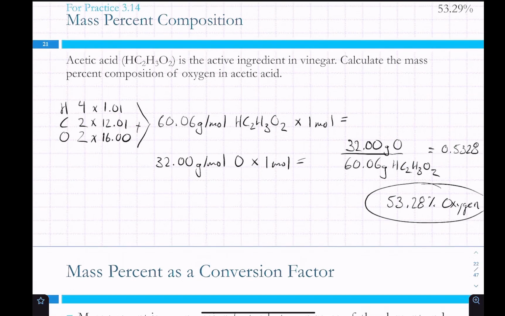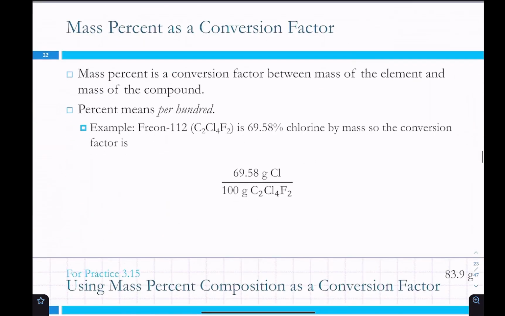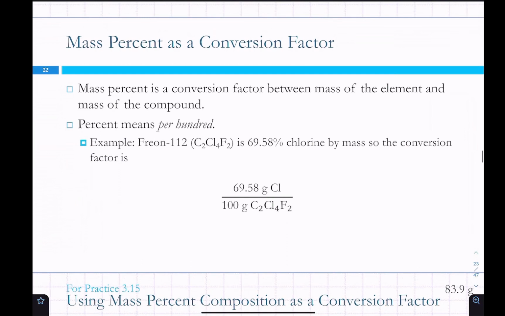So, right, a lot of these numbers, well, I should say all of these numbers, aside from the number of atoms in acetic acid, were pulled off of the periodic table. So for a problem like this, you really need to know what these steps are that you need to take to find those numbers. We can also use this as a conversion factor. So mass percent is a conversion factor between mass of the element and the mass of the compound.